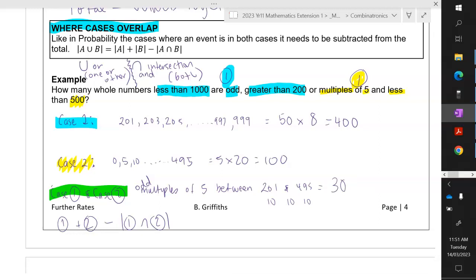So our final answer would be 400, so we'd have case 1 plus case 2, which is plus 100. Take away the combination of in both cases, which is 30. So 500 minus 30 is 470 possible cases.